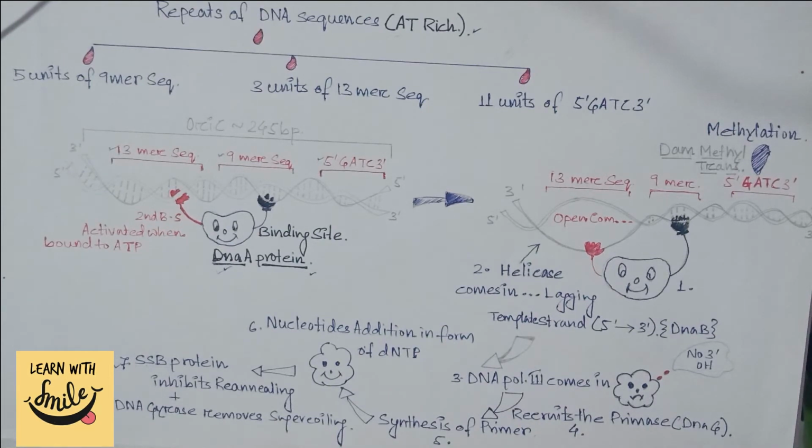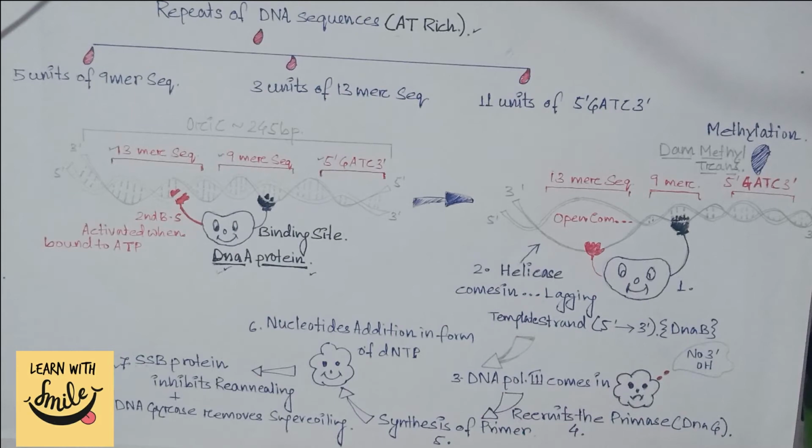But since DNA polymerase doesn't find the 3' OH, it recruits another enzyme known as the primase. The primase forms the primer, which provides the 3' OH to the DNA polymerase 3. Now the DNA polymerase 3, with the help of the 3' OH, starts the nucleotide addition, that is polymerization, thereby elongating the newly synthesized strand of DNA.